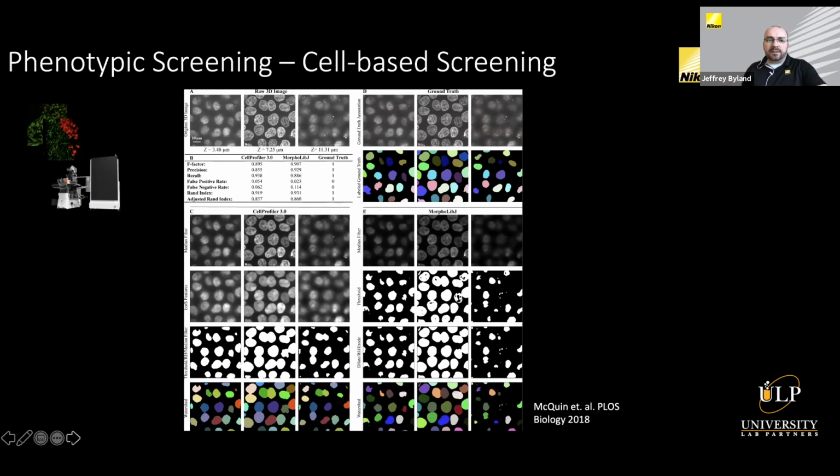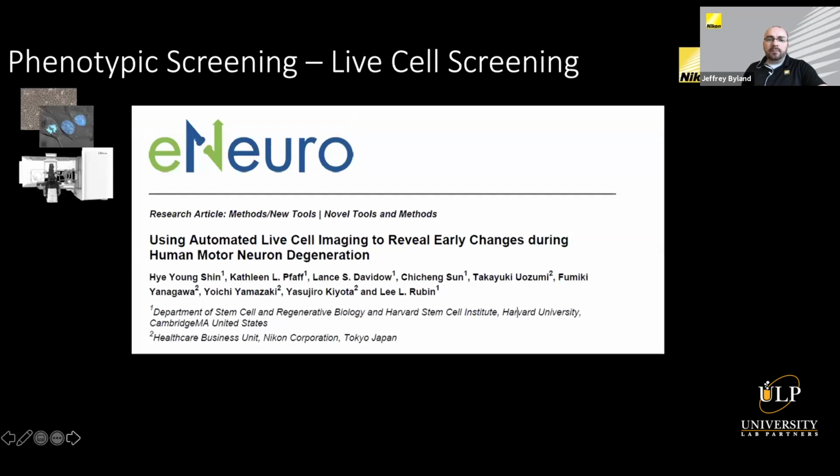So if we go to the next slide, then here's an example of using live cell screening to get information. In this case, the context is neurodegeneration and trying to develop therapeutics for this. So this is the reference. This was published in eNeuro recently.